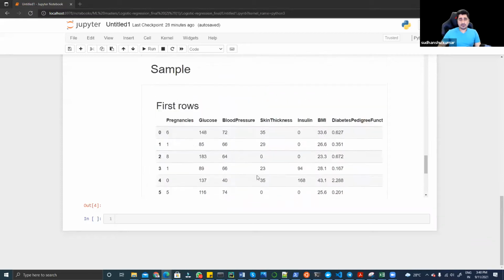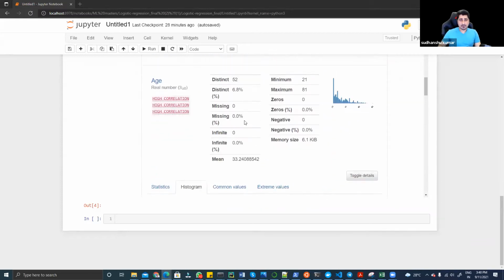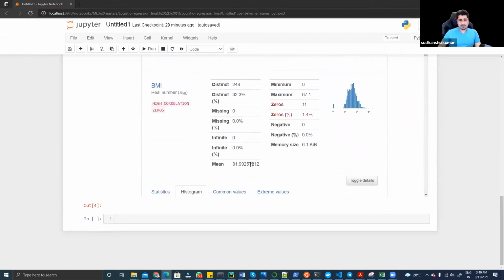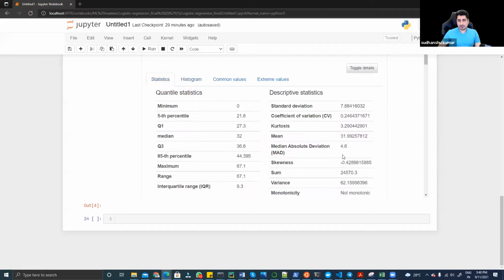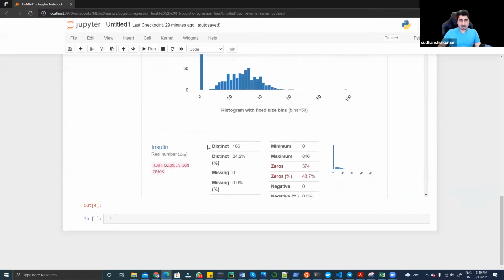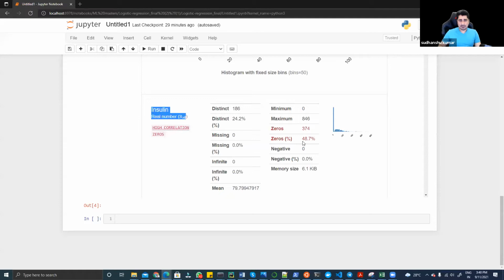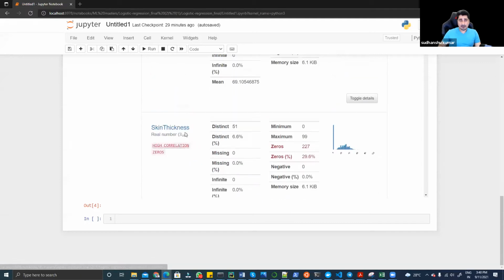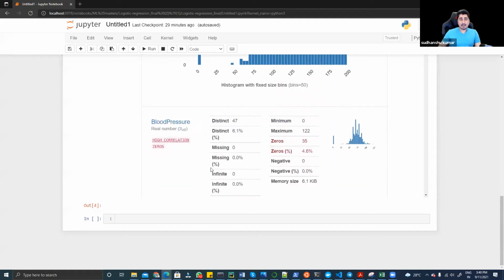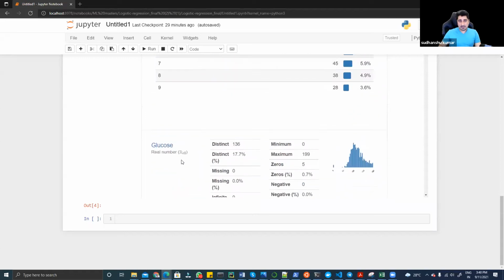If you look into this report, right? So missing zeros is equal to 0 inside the age column. So maybe I can look into BMI. There are 11 zeros that we have, so 1.14% zeros over here. If I talk about insulin, there are 48% zero values available over here. If I look into skin thickness, there are 29% zero values available over here. If I look into blood pressure, there are 4.6% zero values available over here.